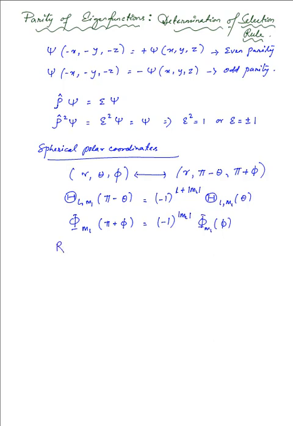Thus, for the complete eigenfunction R n l of r, Theta L m_l of pi minus theta, and Phi m_l of pi plus phi, that will be equal to minus 1 raised to the power L plus 2 times the modulus of m_l, because we have m_l from both theta and phi, times R n l of r, Theta L m_l of theta, and Phi m_l of phi.